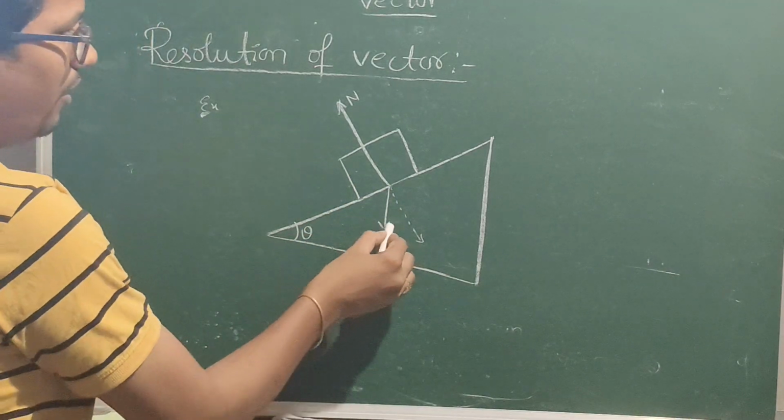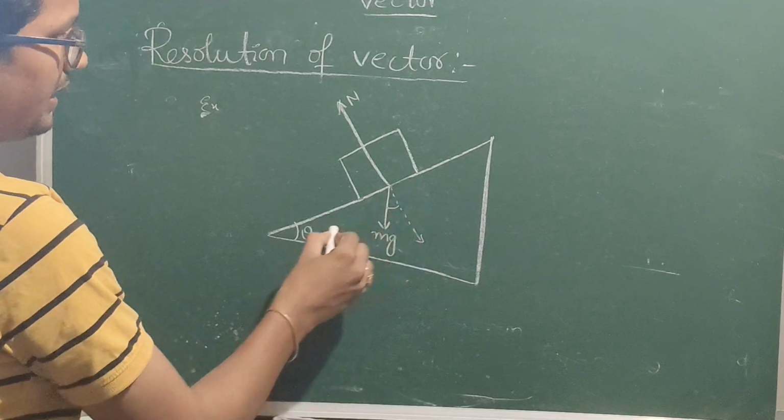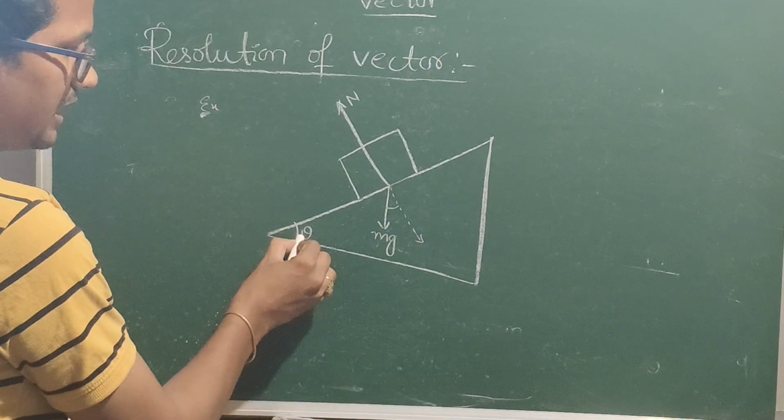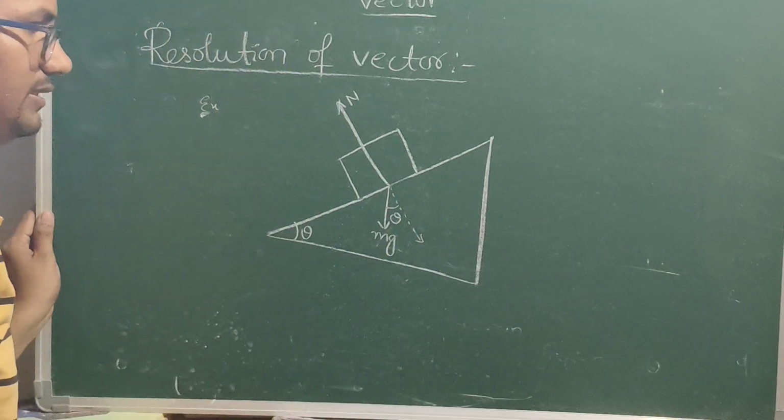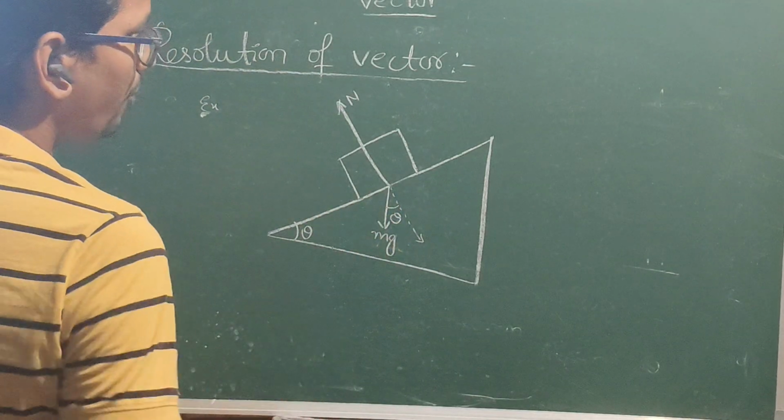What happens when the angle changes? How much is the angle of inclination? The same angle will be there. That is theta. The same component will be obtained.